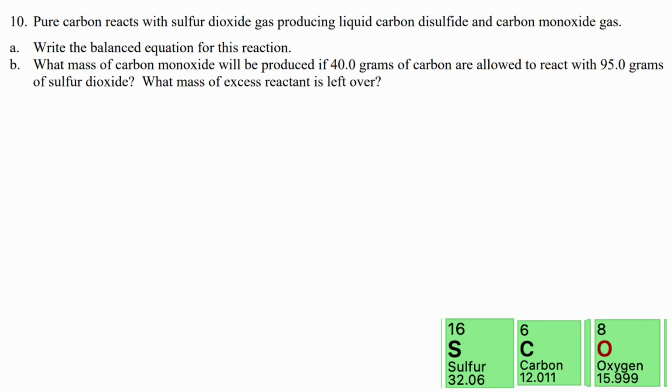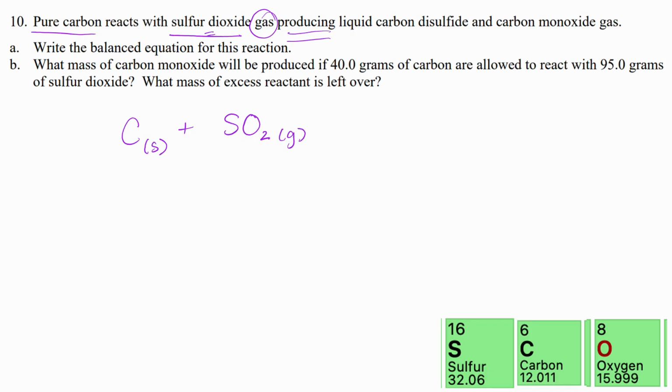All right, and then the very last question of this review. Pure carbon reacts with sulfur dioxide gas, producing liquid carbon disulfide and carbon monoxide gas. Write the balanced equation for this reaction. So first we have pure carbon. Carbon is just C. It's not diatomic. And that is going to be a solid. It's going to react with sulfur dioxide. So react with means a plus sign. Sulfur is S, and di means two. Oxide is oxygen, so two oxygens. And it says that it is a gas, so we're going to put a G next to it.